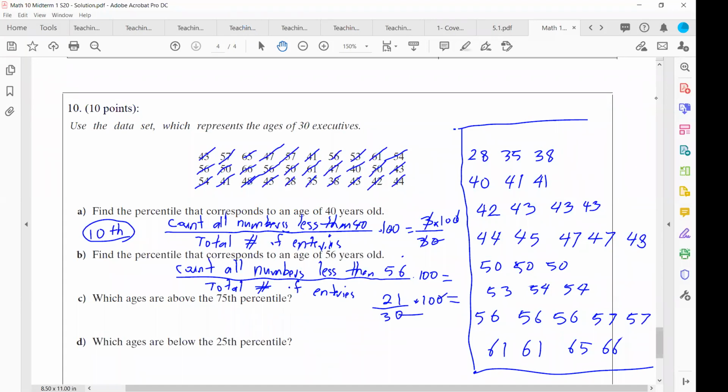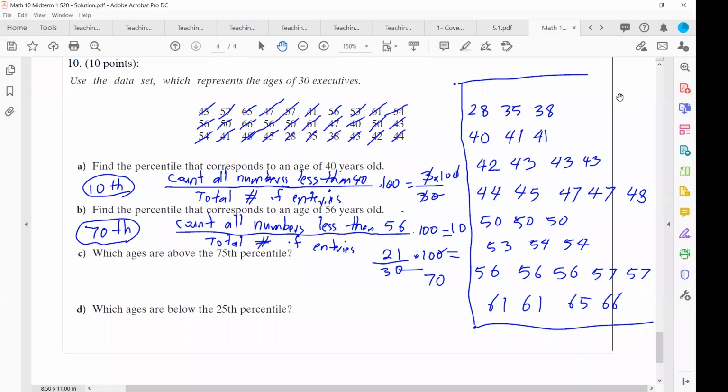You can cancel out a 0 and 0. 21 divided by 3, 70. So you get 70 percentile. So the majority of the data fall below 56. As you can see, it's 70%. Perfect. For C and D, it's actually just the opposite.